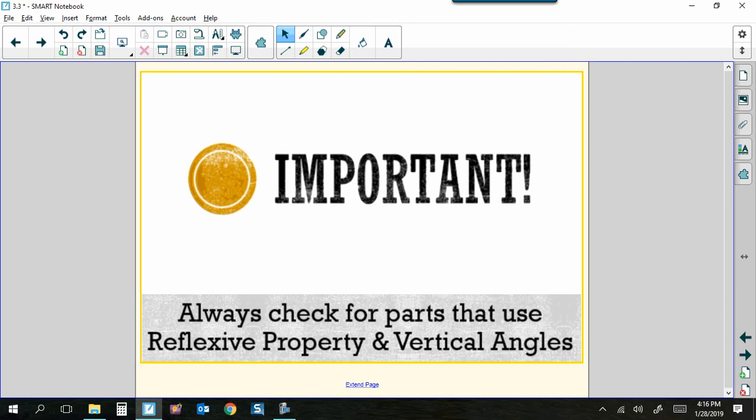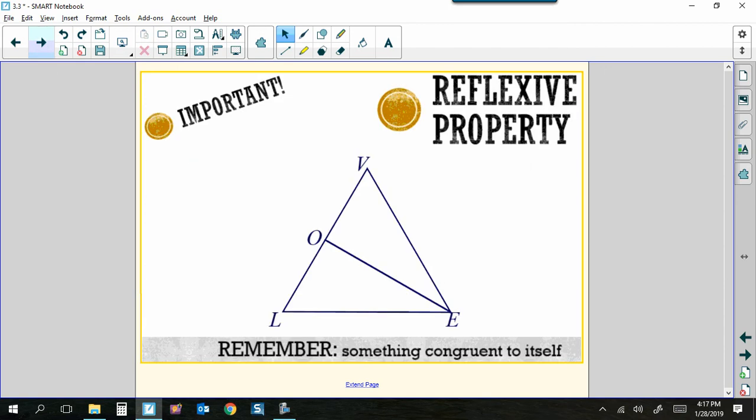Okay, at the bottom of this side of notes, I put a line right down the center at the bottom underneath important pieces. We're going to talk about reflexive property again, and we're going to talk about vertical angles again. So underneath important, always look for, go ahead and split it in half vertically. On the left side, we're going to talk about reflexive property.